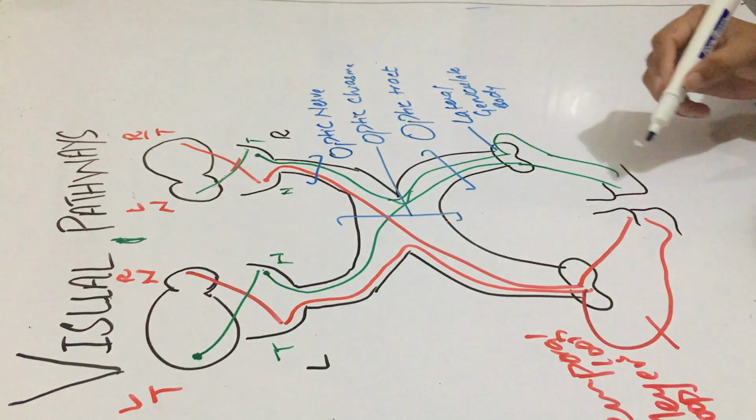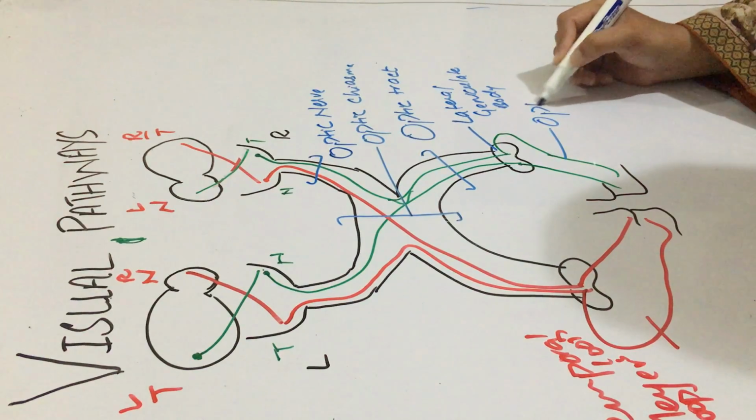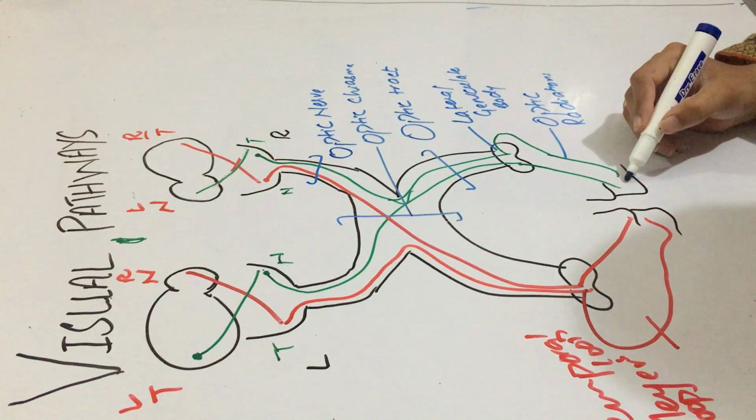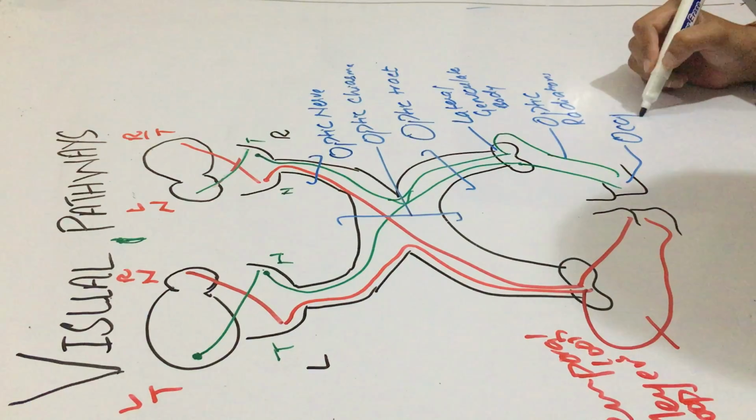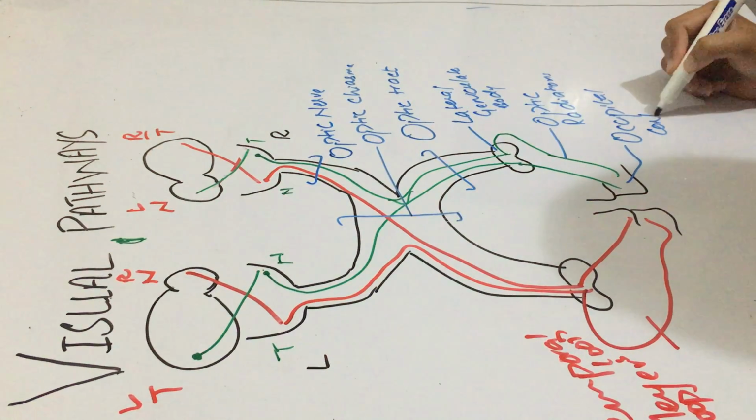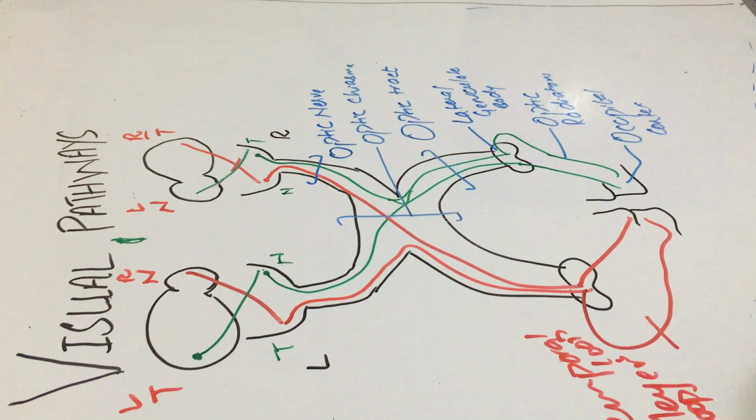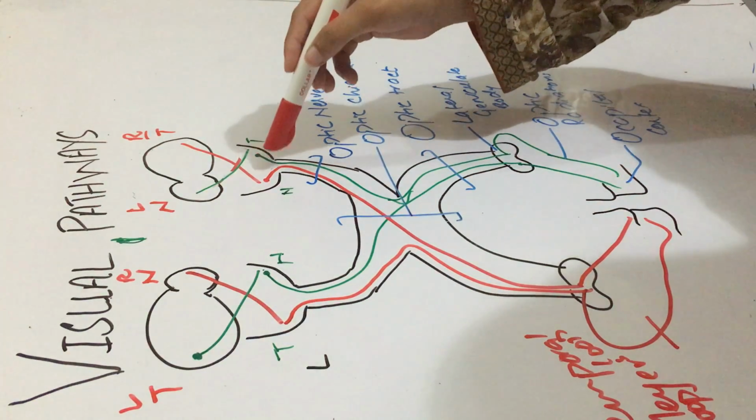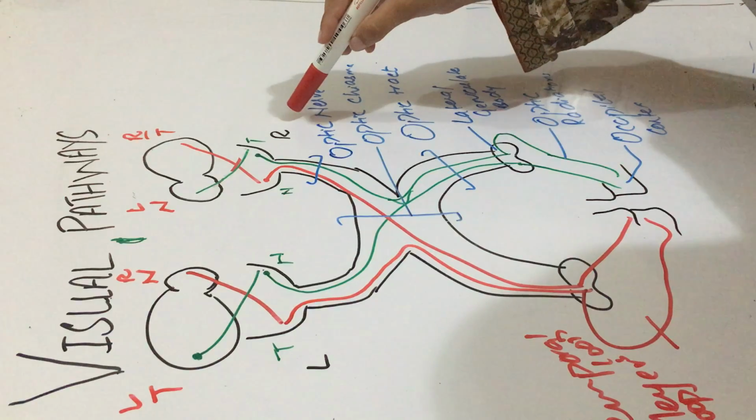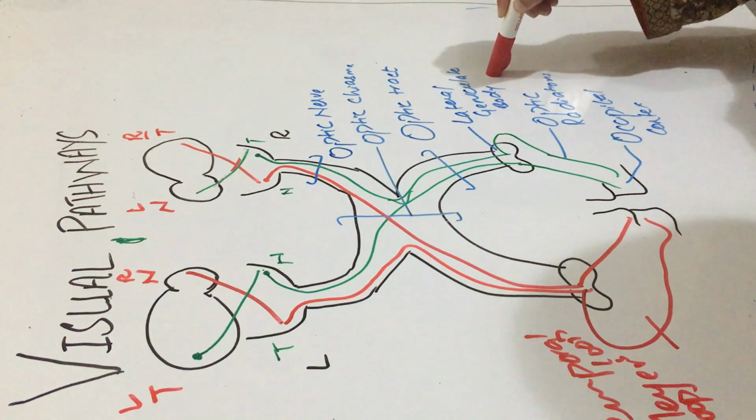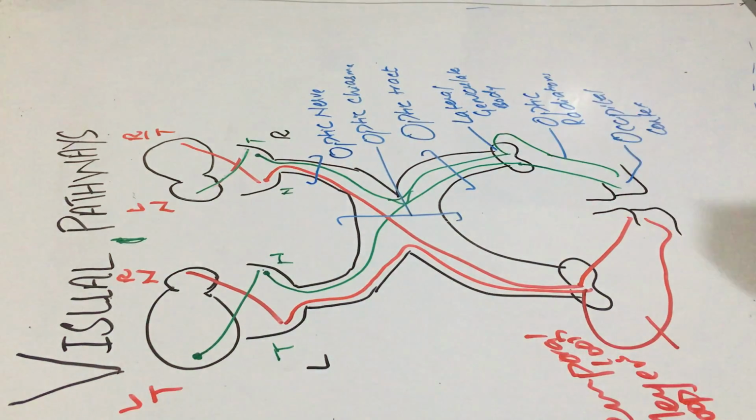And then the fibers which come out, what are they called? They are called the optic radiations, and then they terminate in the occipital cortex. Okay, so in the visual pathways, what is the sequence of the electrical signals to pass? So from the field of vision, from the retina, the electrical signals first come in the optic nerve, then in optic chiasma, then optic tract, then in the lateral geniculate body, then form the optic radiations, and then terminate in the occipital cortex.